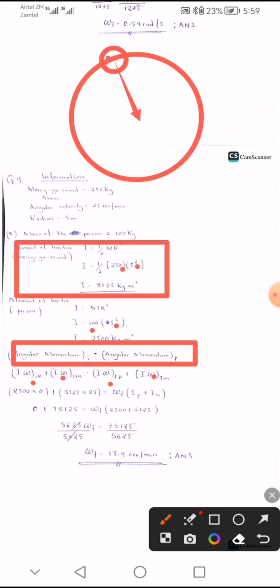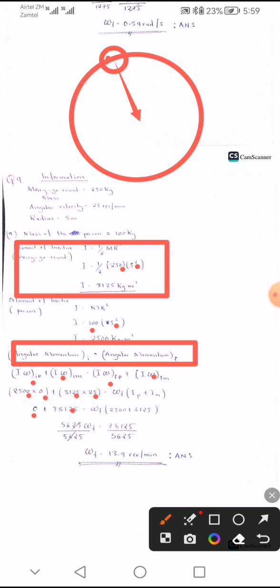The person is not moving initially, so 0 is the speed times the moment of inertia, which is 2500. And then we know that the initial angular speed of the merry-go-round is 25. The moment of inertia, we just found it to be 3125. So we multiply those two values, and we get 78,125. This side we have a 0.